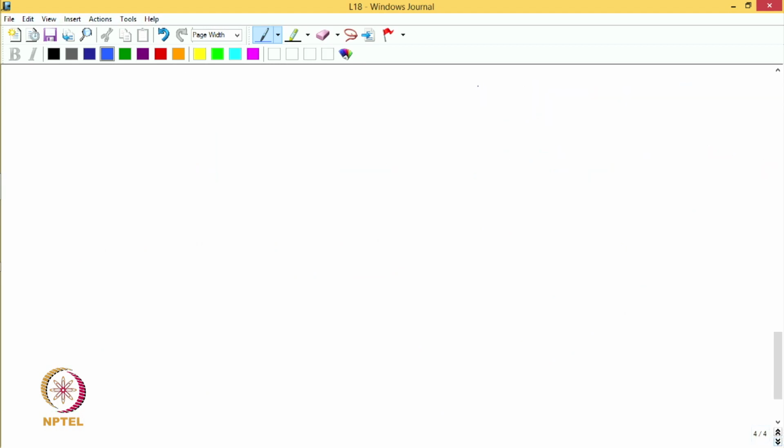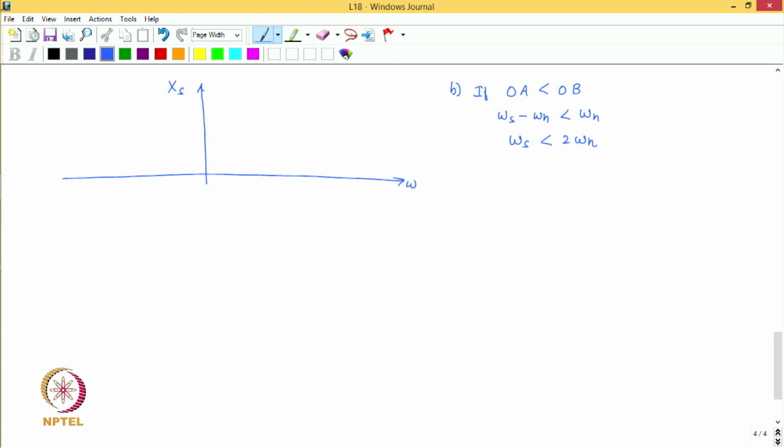So, let us say that in case B, if OA is less than OB, which basically means that omega s minus omega h is less than omega h, or omega s is less than twice omega h. So, let us try to sketch the spectrum X s omega again. So, let us sketch that. Omega. So, here we are sketching.